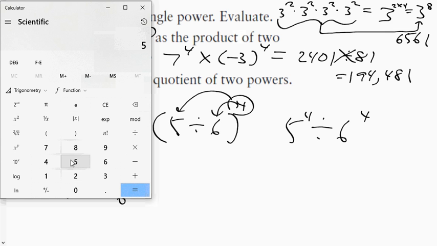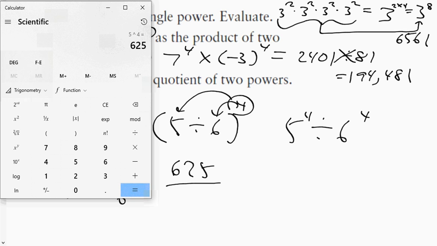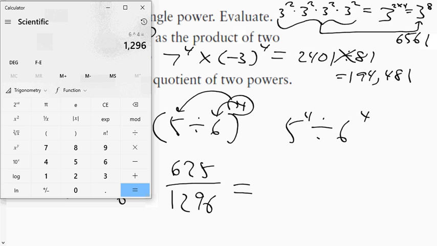When I take 5 to the exponent of 4, I get 625. When I get 6 to the exponent of 4, I get 1296. When I simplify that from fraction form to decimal form, I divide the numerator by the denominator, 625 divided by 1296. Did I make a mistake again? Where? Is that right?